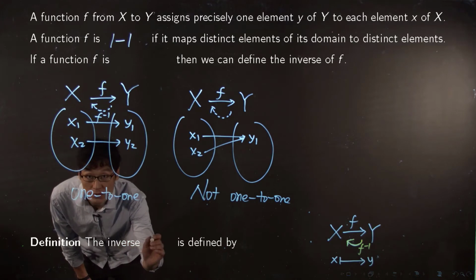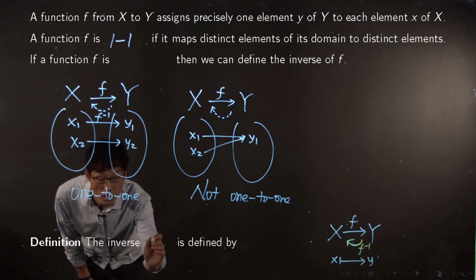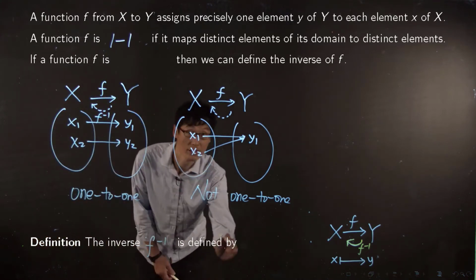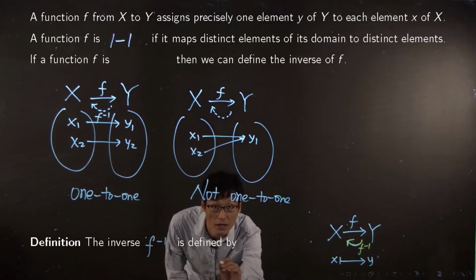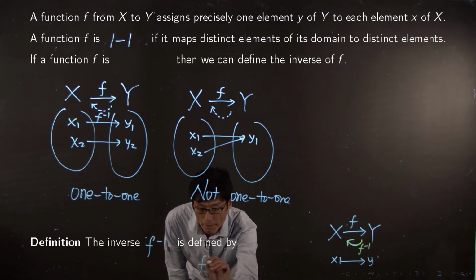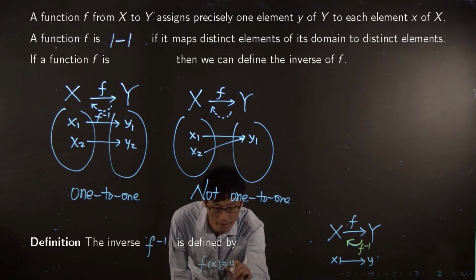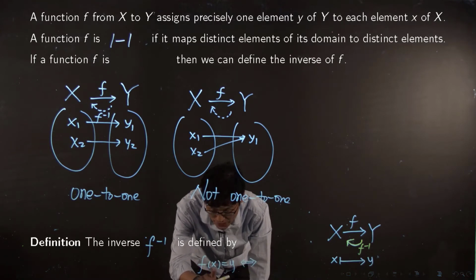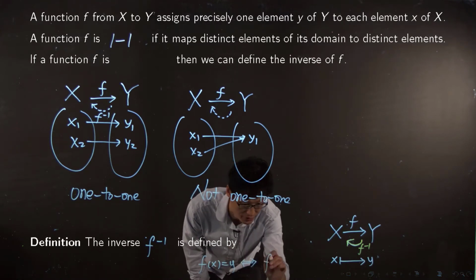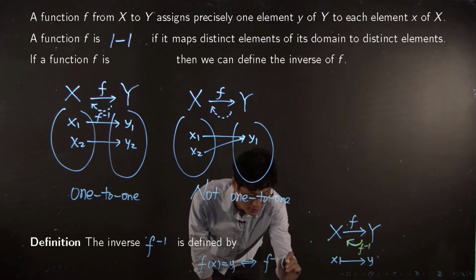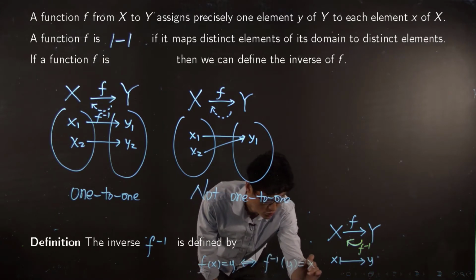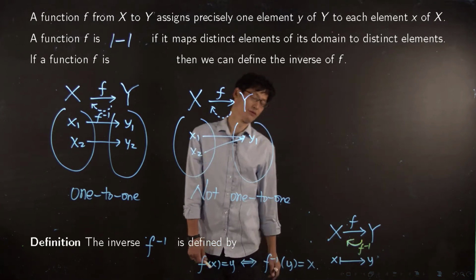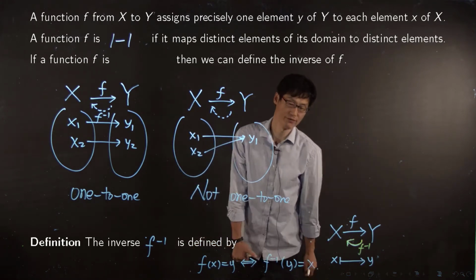So the inverse is defined by this situation. Your original function maps x to y, then your f inverse maps small y to small x. So f inverse does exactly the reverse of the original function f.